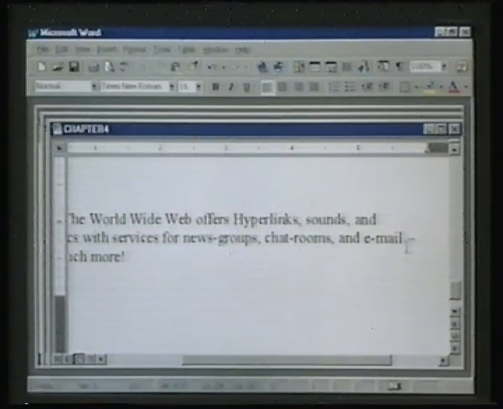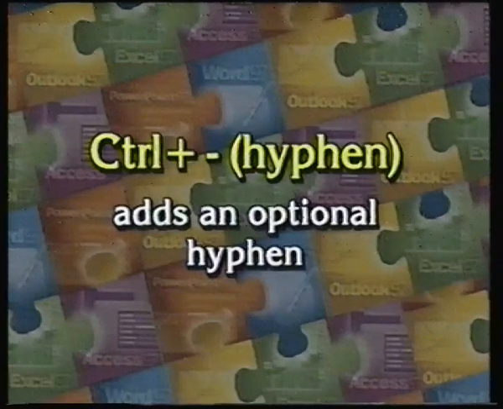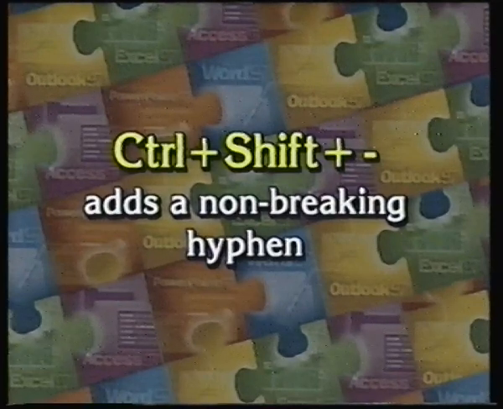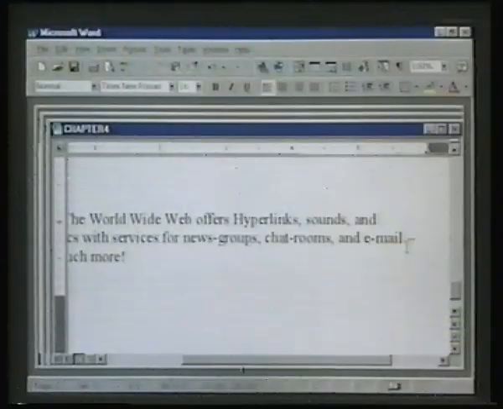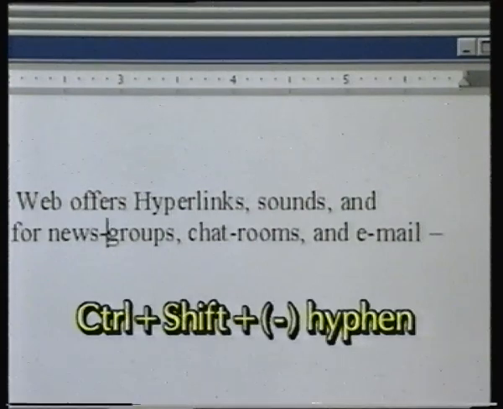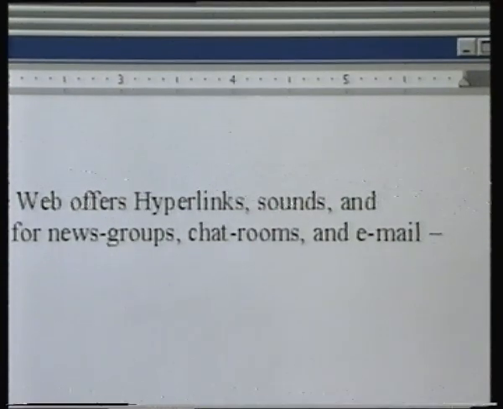Now let's focus on the words news group, chat rooms, and email. All these words contain a hyphen. There are special shortcut keys we can use to insert hyphens. Control plus hyphen adds an optional hyphen. Control plus Shift plus hyphen adds a non-breaking hyphen. We place the insertion point before the hyphen separating news and group. We delete the hyphen, then press Control plus Shift plus the hyphen. This causes a non-breaking hyphen so the words will not separate between lines.